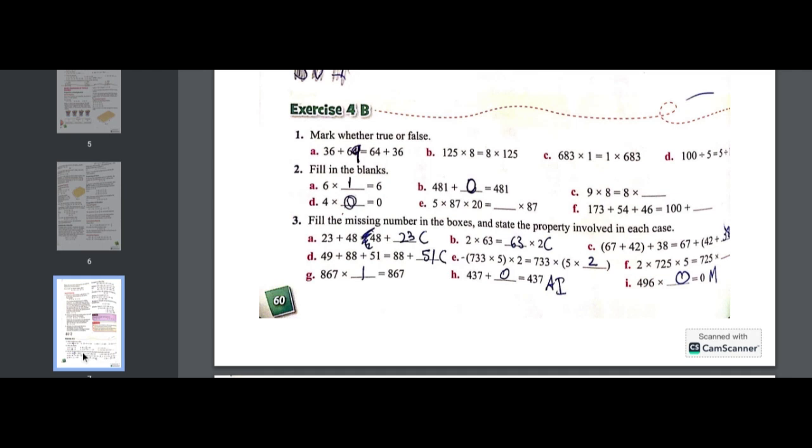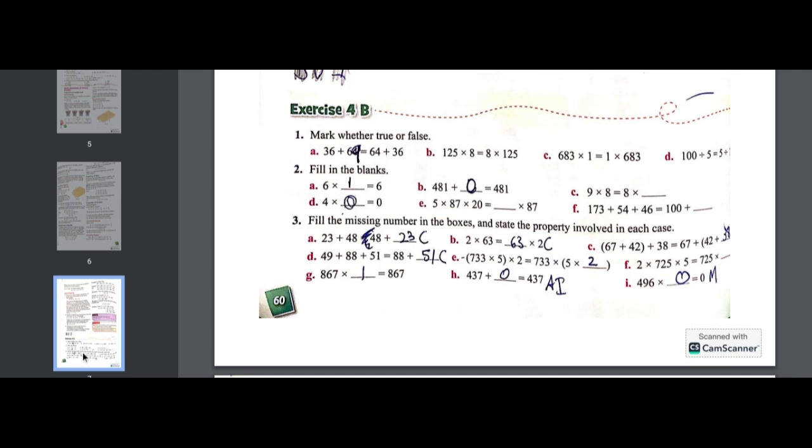5 will be multiplied with the 20 and the answer will be multiplied with the 87. Can you multiply 5 with the 20? 5 zeros are 0. 5 twos are 10. 100. 100 will be multiplied with the 87 and we will get the equal answer on both sides. This is the easiest exercise, isn't it?